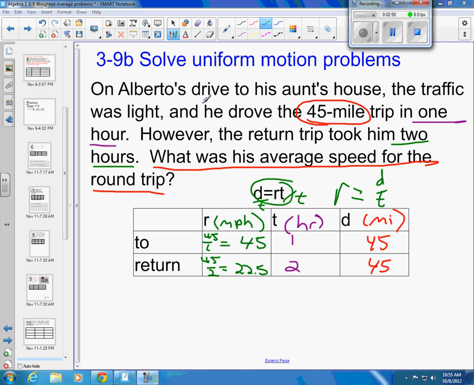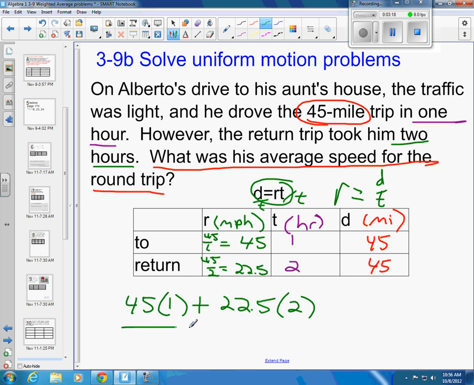So after I've got my table filled in, I've kind of sorted my information, I've thought a lot about this, I want to find the average speed. And average is when you add up all the numbers, divide by how many you have. So in this case, we drove for 1 hour at 45 miles an hour. So we went 45 miles an hour for 1 hour. And then we went 22.5 miles an hour for 2 hours.